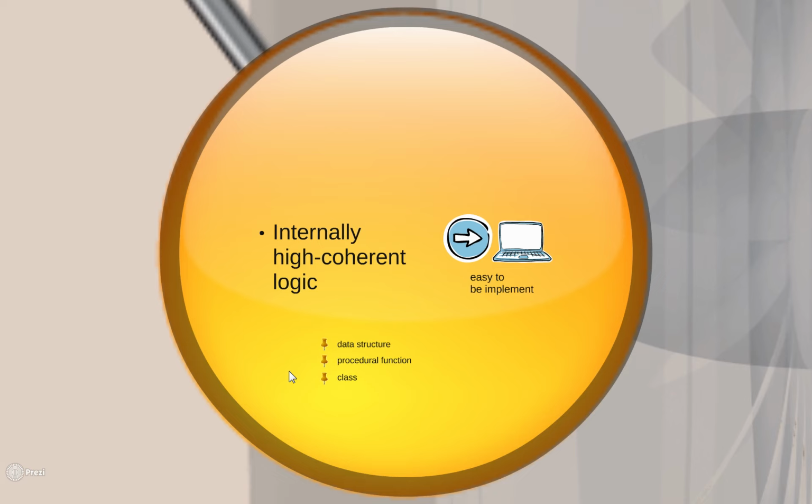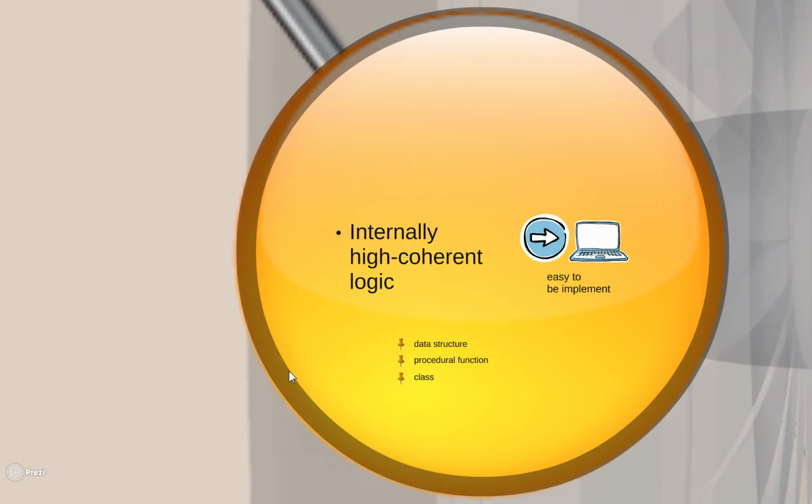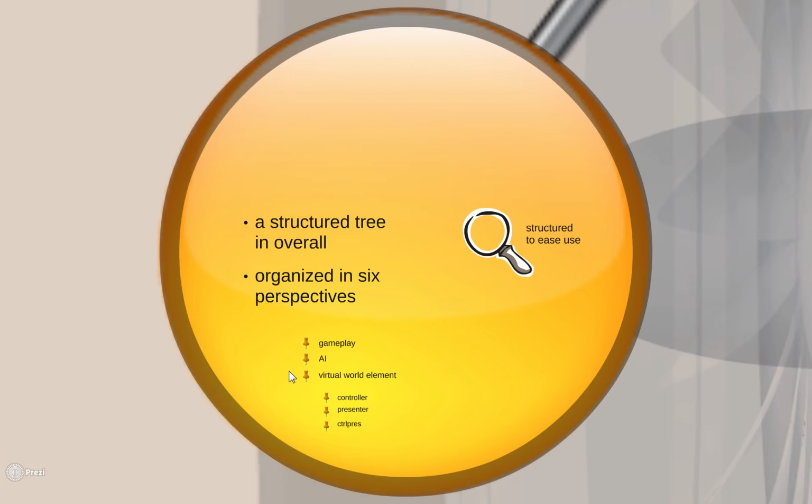We make sure the logic behind the concepts is coherent and easy for implementation as a data structure, a function, or a combination of them like a class. Also, to ease seeking concepts in the vocabulary, all the concepts are organized in a tree, and we can go through the concepts by looking at the 6 parts of the tree in sequence. We call these parts of the tree perspectives, like gameplay perspective, AI perspective, and so on.